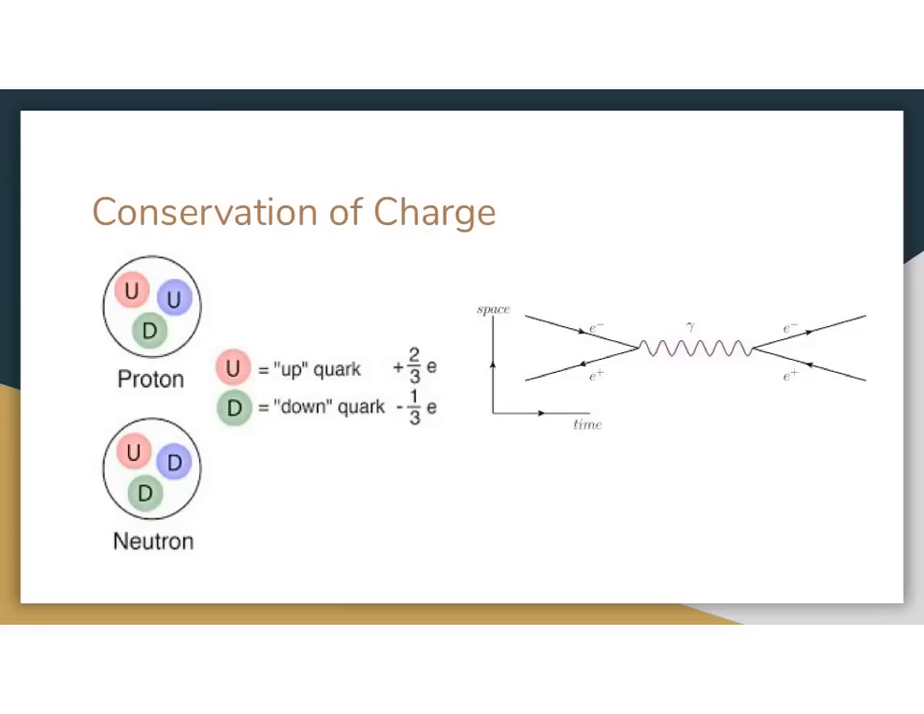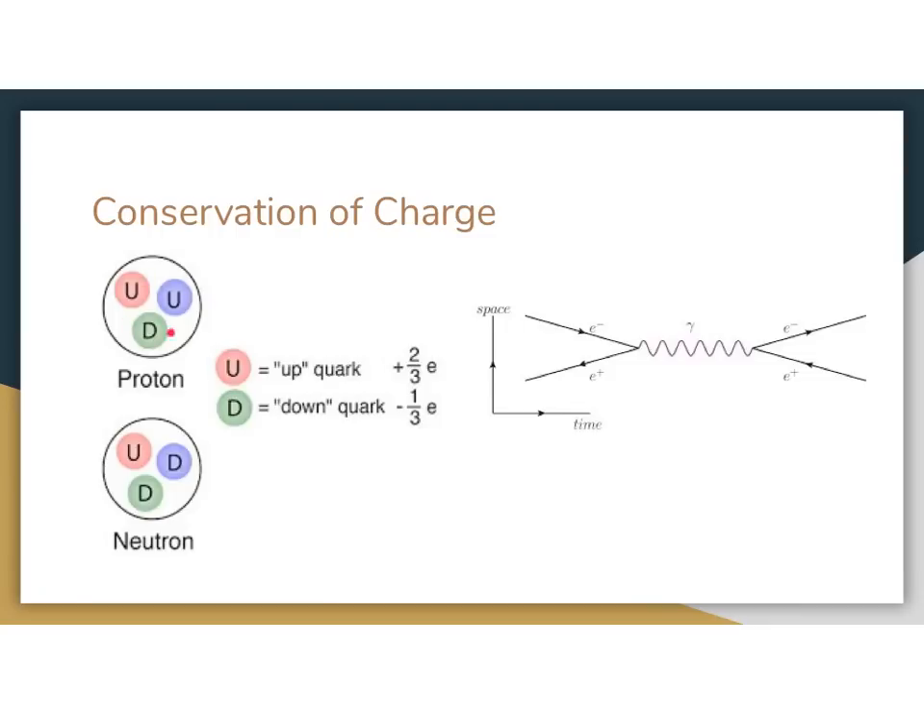So going further, we're having a look at this idea of conservation of charge. It's very similar to the conservation of energy. So charge cannot be created or destroyed. It can only be transferred, okay, or broken down into different compositions, okay.